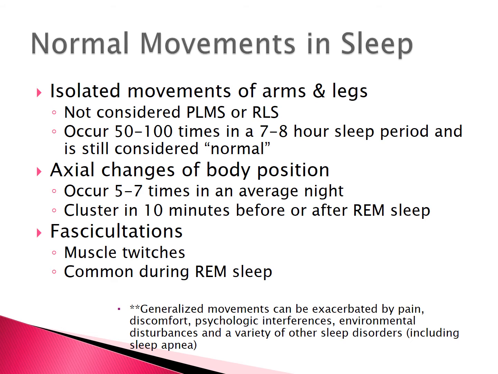Let's go on. Normal movements in sleep. Typically, normal movements are isolated movements of the arms and legs. These are not considered PLMS or RLS. They may occur 50 to 100 times in a 7 to 8 hour sleep period and are still considered normal. Axial changes of the body may occur. This is common, 5 to 7 times in the average night. Sometimes they cluster 10 minutes before or after REM sleep.